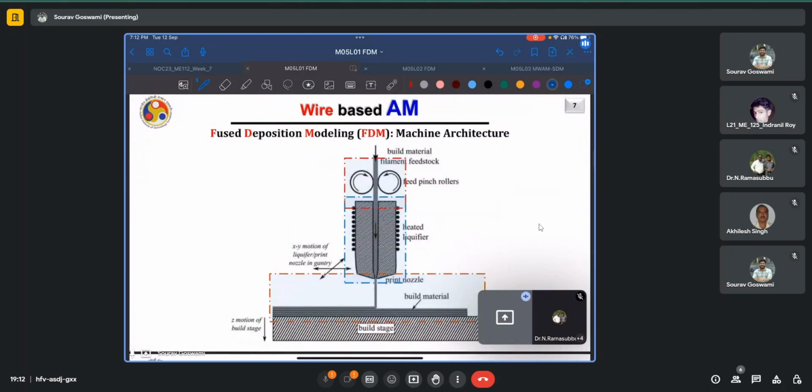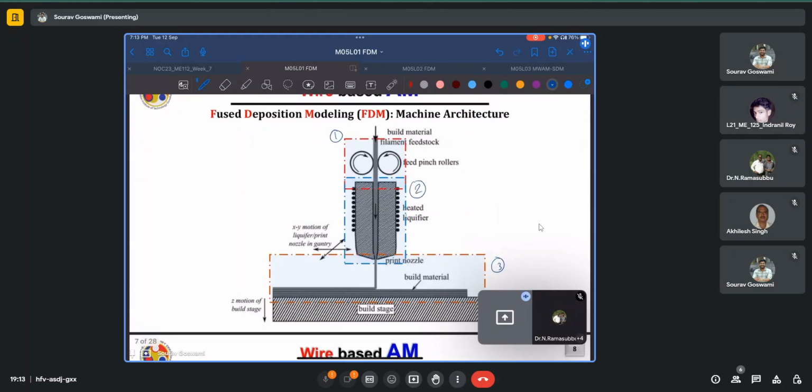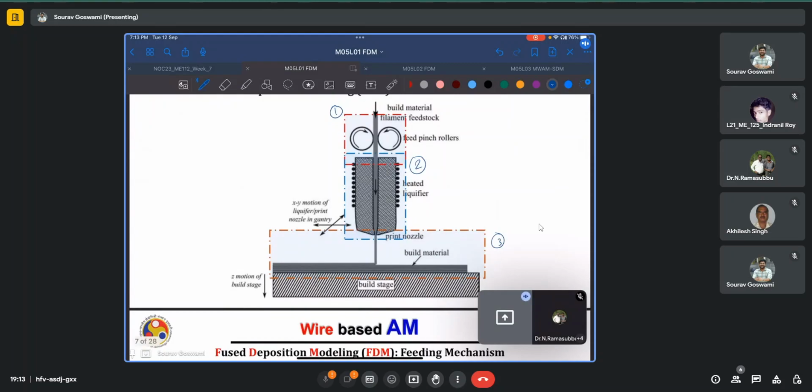Now for any FDM type process or any FDM type machine, you'll always encounter these three subsystems or sets of components. The first would be the filament feeding mechanism, which would consist of the pinch rollers and the build material coming out from the loop. The second would be the material liquefying or material heating zone, where resistance heating is used to actually melt the material into a liquid or a semi-solid state. And finally, through the relative motion between the deposition head and your substrate or the pre-built layers, we are successful in finally depositing our part.